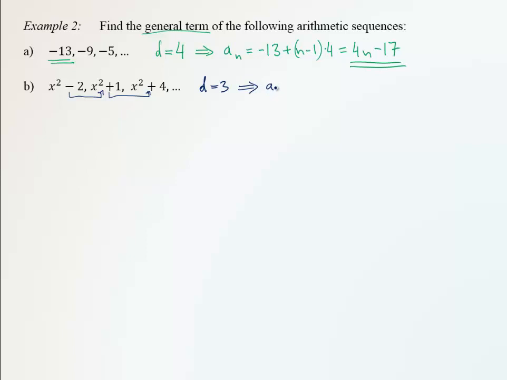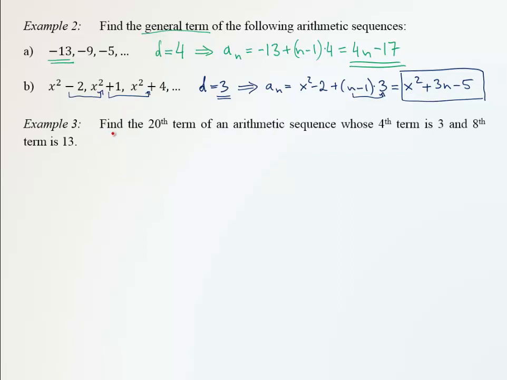Therefore, the nth term is the first term, which is the expression x squared minus 2, and then we need to add n minus 1 common differences, which means times 3. So, if we simplify a bit, we have x squared plus 3n, and then negative 3 and negative 2, which is negative 5. So this whole expression is the general term that depends on n. The x squared is constantly the same, but the n influences the constant that is added to the x squared.